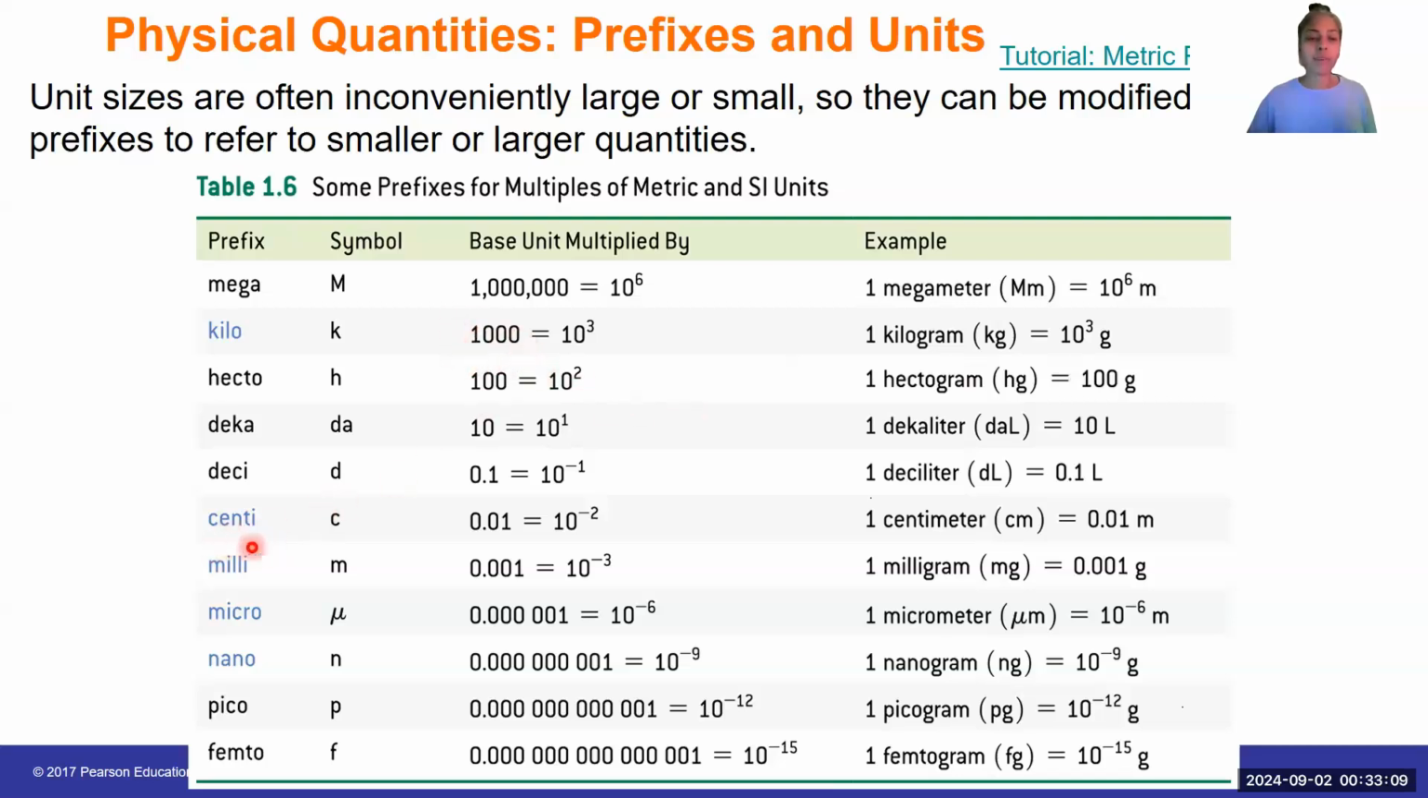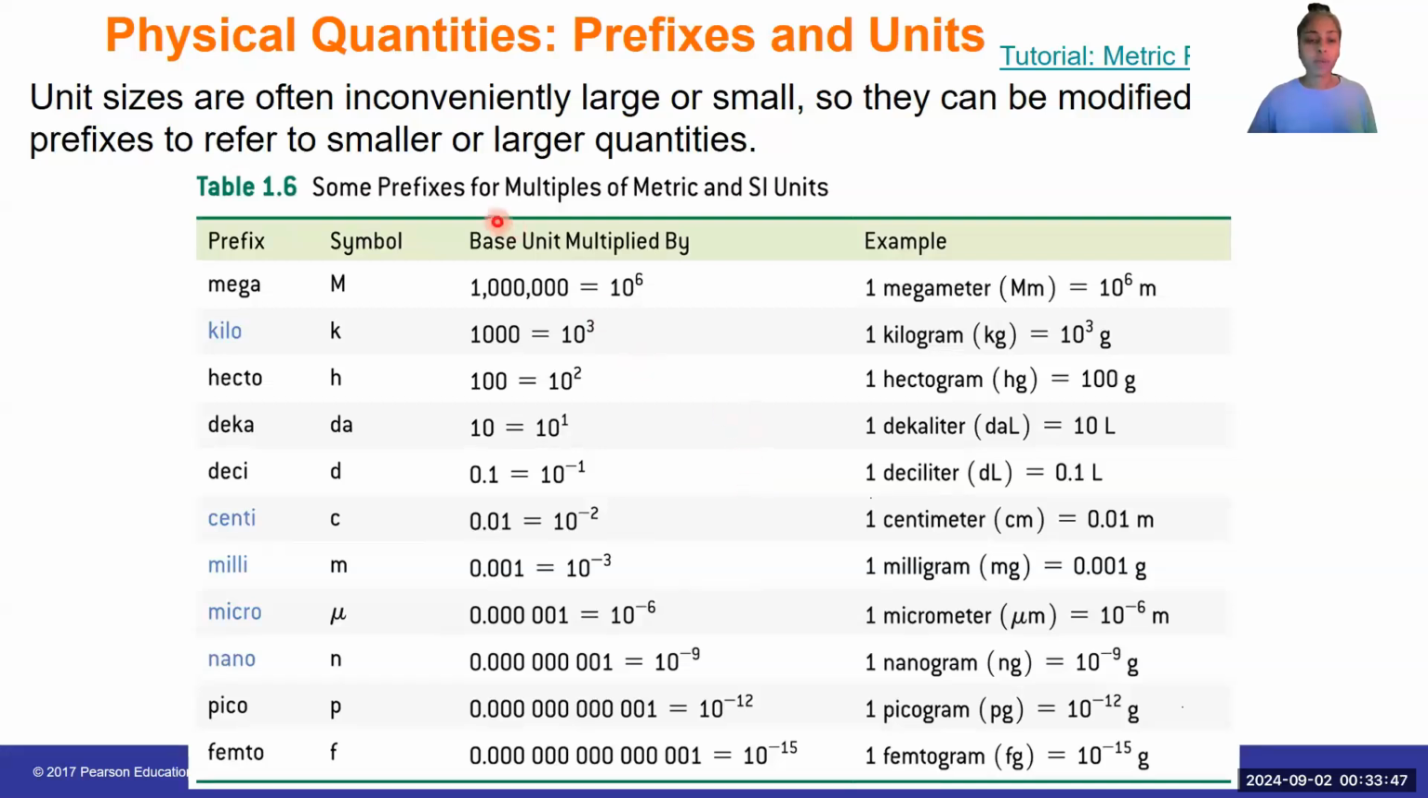Centi is a small number. It is less than 10. How do we know that it's less than 10? Because it is represented by a decimal place, 0.01, or 10 to the minus 2. So 0.01 is equal to 10 to the minus 2. Okay, so make sure you commit these to memory. In the next few slides, we're going to take a look at doing conversions between different metric units.